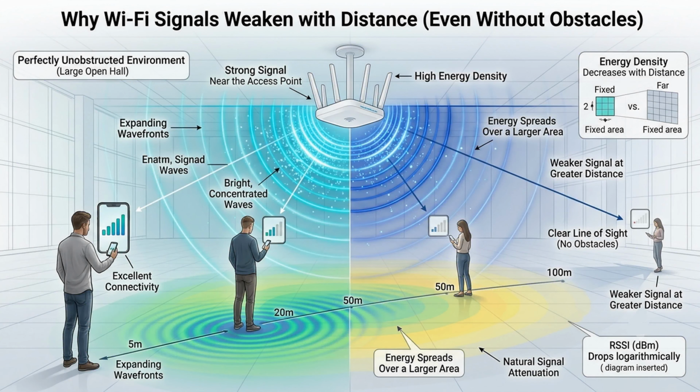This is why a Wi-Fi signal that appears strong near an access point can become significantly weaker just a short distance away, even when no obvious obstacles are present.